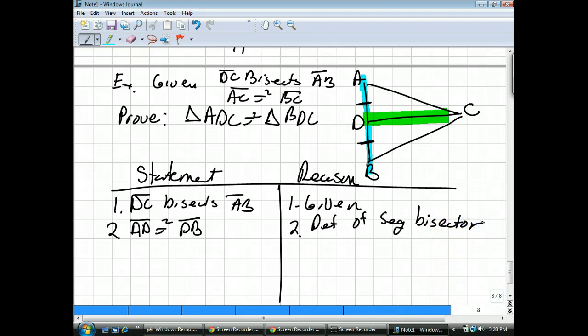Okay, we also know in the given that AC is congruent to BC. So we know that this is congruent to this, and we know that because it's given. Now we only have three ways to show the triangles are congruent: side, side, side, side, angle, side, or angle, side, angle. We don't know anything about any of the angles. But we do know that DC is congruent to DC by the reflexive property.